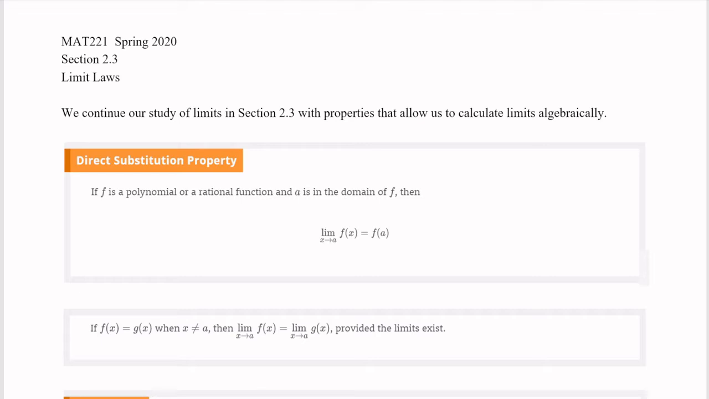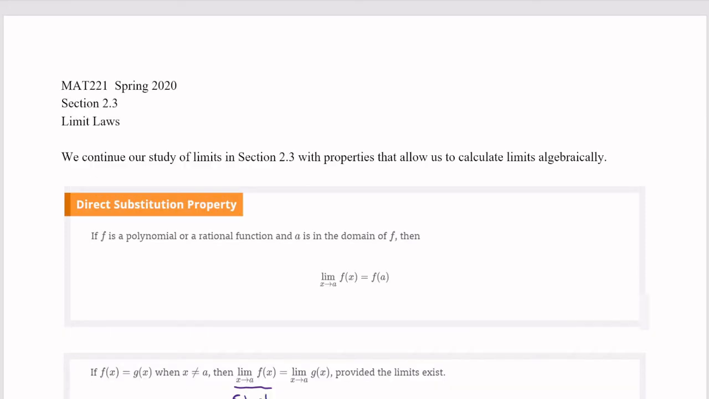In this section, it's actually going to be fairly quick. We're going to be looking through some examples of how to do limits without having to go to the graph, table, and kind of visually look at things. So the first thing we're going to be looking at, which is going to be really useful, is called the direct substitution property. That's this first box here.